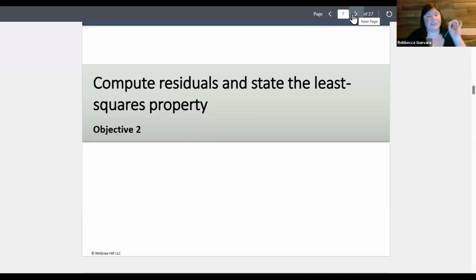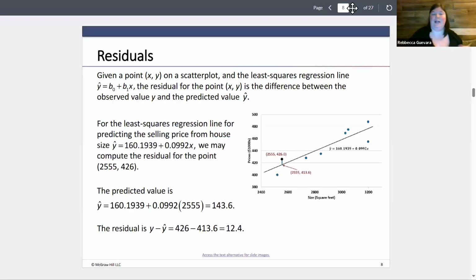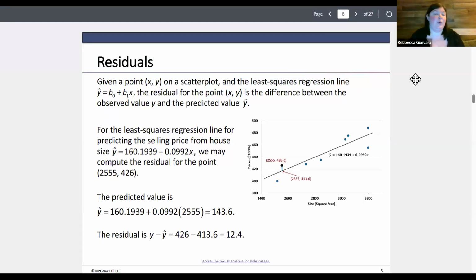So residuals was something we did talk about a little bit. I had mentioned it when we were talking about least squares regression lines. The other word for it was errors. So we're going to make another plot here in a little bit. So given a point (x, y) on a scatter plot, the least squares regression line ŷ = b0 + b1x, and the residual of the point (x, y) is the difference between y and ŷ.